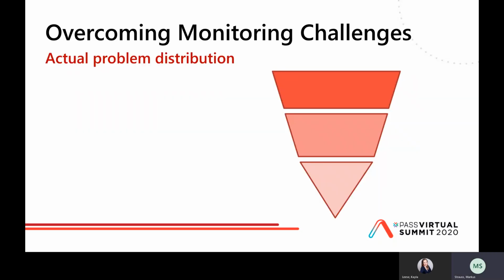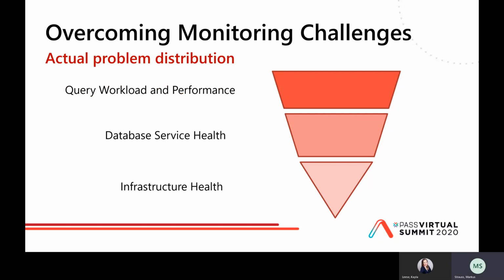So with that in mind, let's have a look at the problem distribution when we start comparing this to the monitoring approach from earlier on. In the vast majority of cases, when something does not work the way it's supposed to work, or something breaks down, a service stops responding, an instance just goes dark, the problem can be traced back to not the infrastructure health, not the database service health, but the query workload itself.